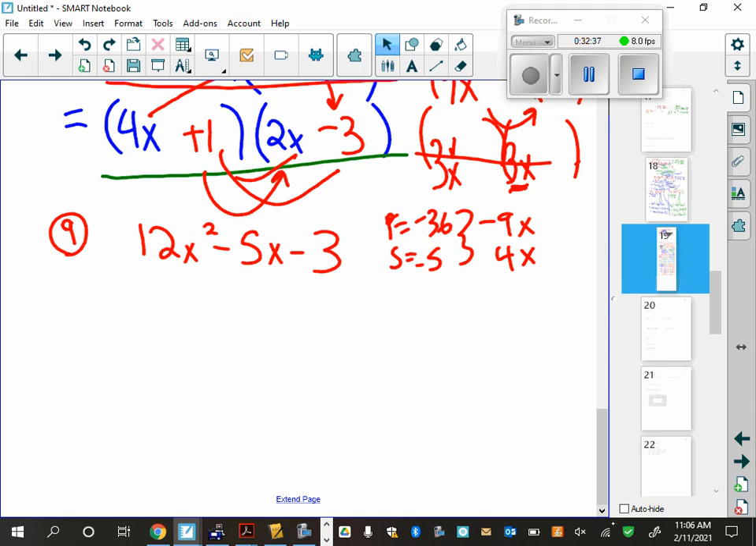Solve x squared. Oh, good luck. This is going to take an hour.